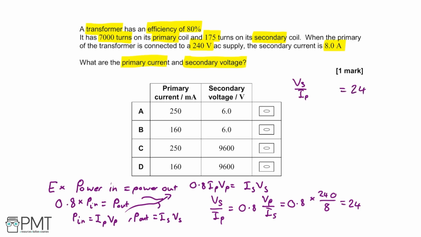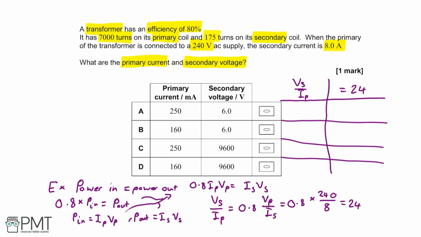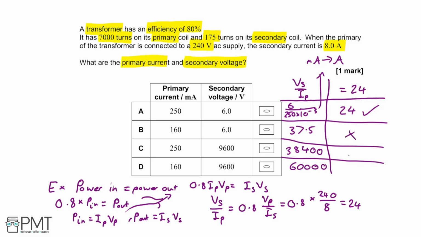I've just added two new columns to our table so we can do a comparison. Doing this, we find that for A, Vs divided by Ip is equal to 6 divided by 250 times 10 to the minus 3, where the 10 to the minus 3 comes from converting milliamps to amps, which we'll use for the remaining answers, and this gives us 24. So A will be our answer. If you do this for B, C, and D, then you find 37.5, 38,400, and 60,000, respectively. So none of these are equal to 24. Therefore, our answer here has to be A.